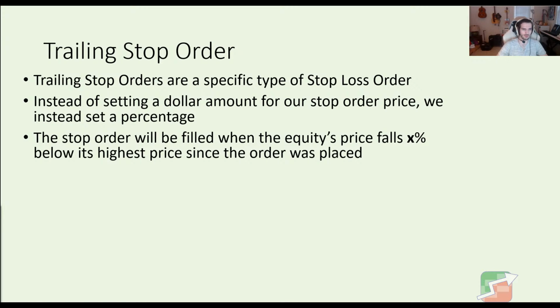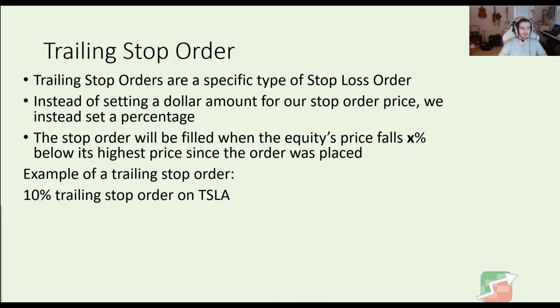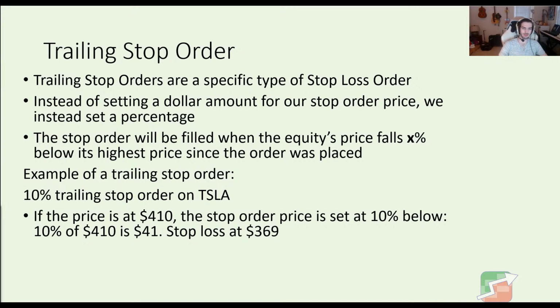So let's go through an example of setting a trailing stop order, because if you take away one thing from today's presentation, take away trailing stops. Here's an example. I will set a 10% trailing stop on Tesla. If the price of Tesla is $410, and I have a 10% stop order, that means that if the price goes 10% below 410, then it will automatically sell. So our stop loss is 10% below 410, or $369. If Tesla goes below $369, I will automatically sell Tesla.